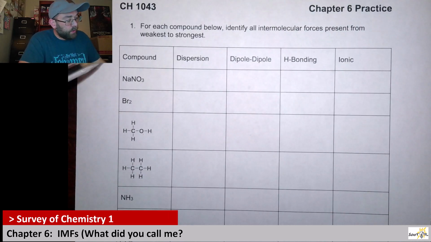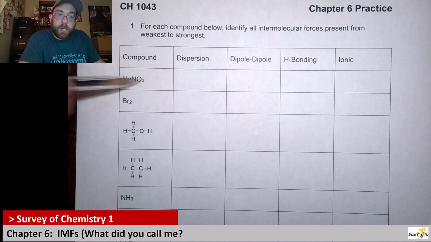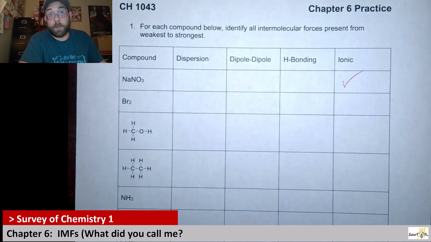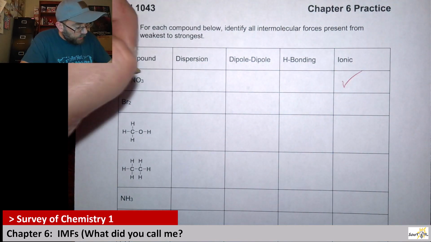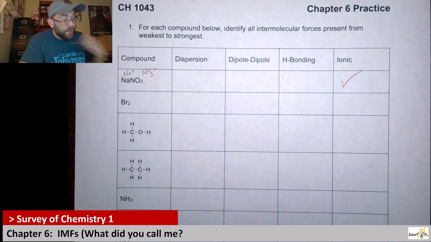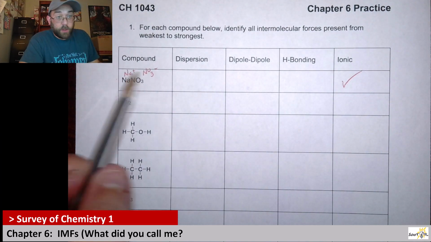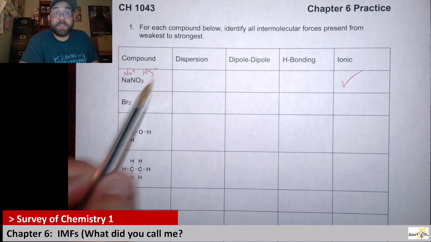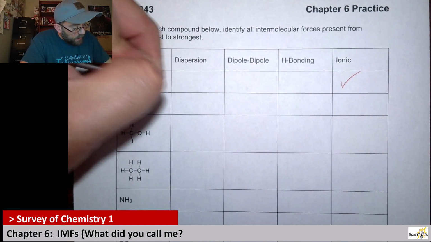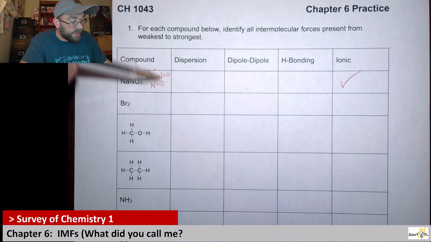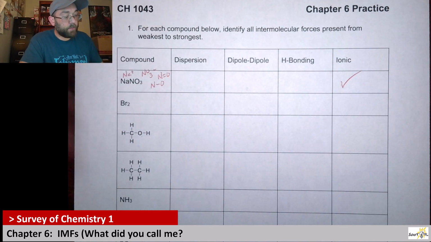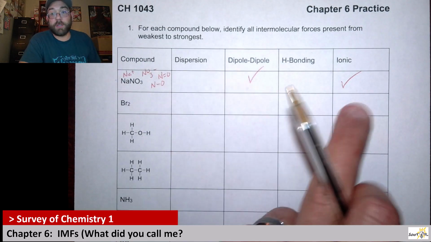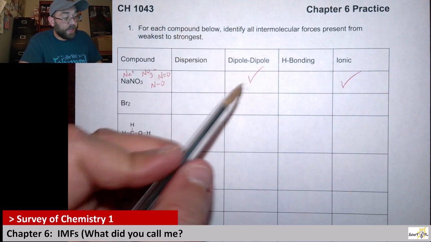So when we look at our first option here, we have sodium nitrate. This is an ionic compound, so we automatically know it has ionic bonding because you have an Na plus and an NO3 minus. This is a polyatomic ion, and it has covalent bonding that occurs to give us the ion. You have N double bonded O bonds in there. Because of that, you're also going to have dipole-dipole as an option. It's nowhere near as strong as the ionic case, but it definitely has dipole-dipole.